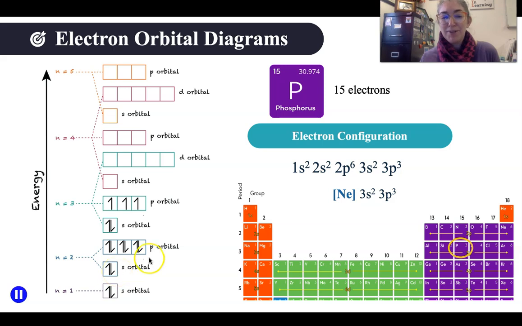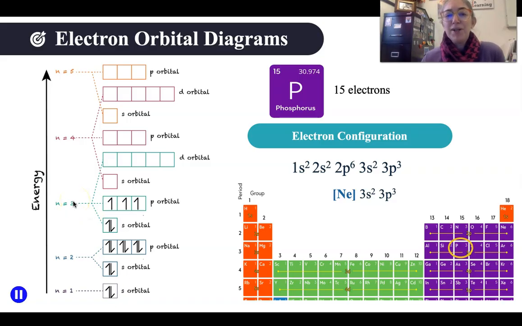These boxes are called orbitals. The p sublevel has 3 orbitals. The d sublevel has 5 orbitals, and f has 7. It goes up by odd numbers, right? And each orbital, you can see, can fit 2 arrows. Those arrows represent electrons, and they're pointing in different directions to represent their different spins.